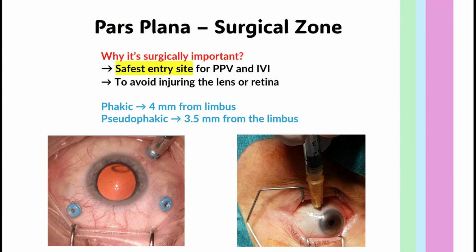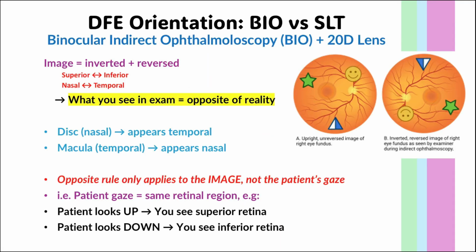So, the entry with the trocar or the needle should be made 4 millimeters posterior to the limbus in the phakic eyes and 3.5 millimeters posterior to the limbus in the pseudophakic eyes. This way, you can avoid damaging the lens anteriorly or the retina posteriorly.